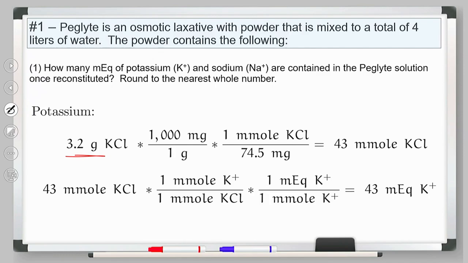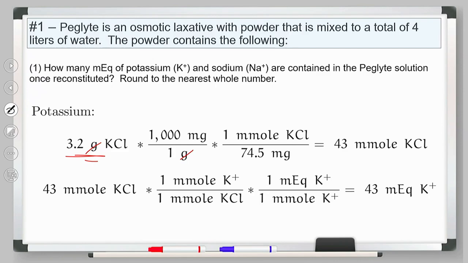But we got to start with the weight, and our weight is in grams, so let's convert grams to milligrams because we're going to eventually want milliequivalents. So let's get everything into milli. So 3.2 grams times 1,000 converts that weight into milligrams. Then to convert a weight, the first step is to go to the number of molecules. And remember, to convert a weight to molecules, we use the formula weight, knowing that the formula weight in milligrams is equal to 1 millimole.